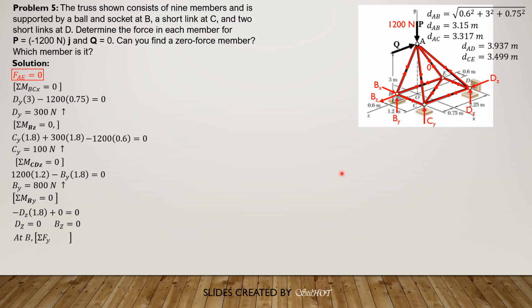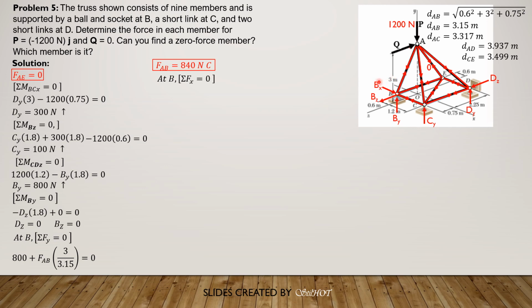So beginning with b, at b, summation forces y equals 0. So we have FAB times 3, vertical component of distance 3 divided by 3.15, then plus by, which is equal to 800, equals 0. So FAB is negative, so it is compression. 840 newtons compression, FAB.